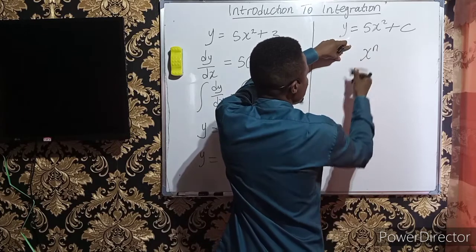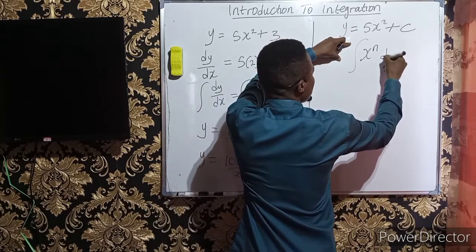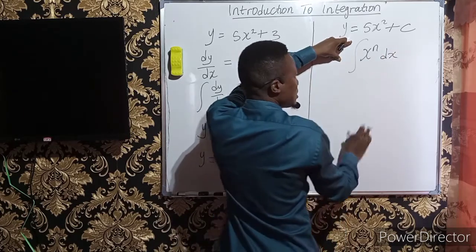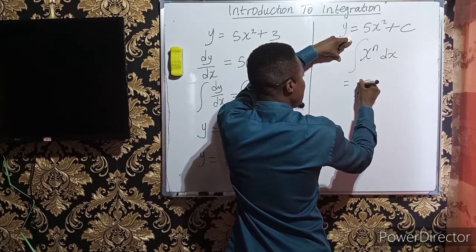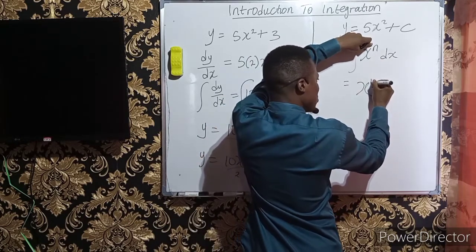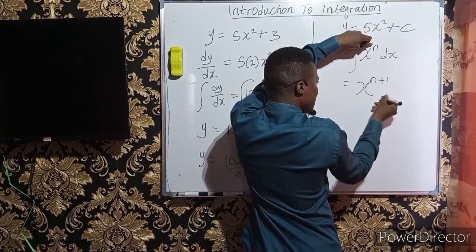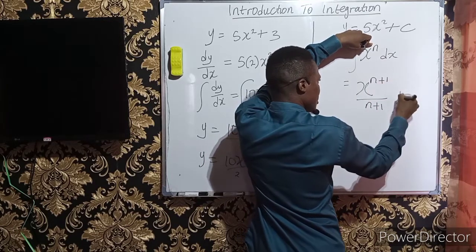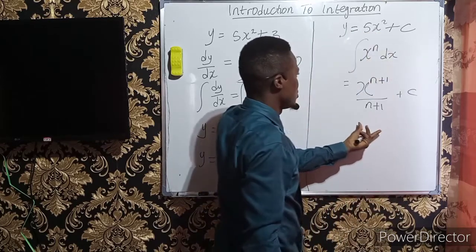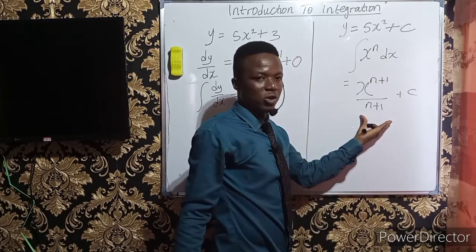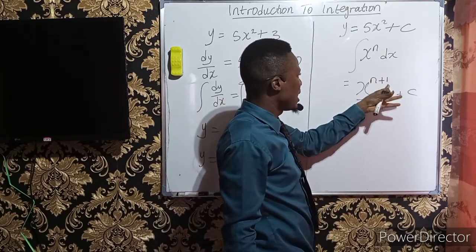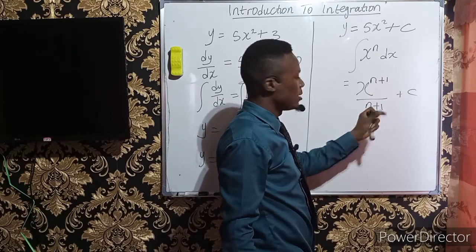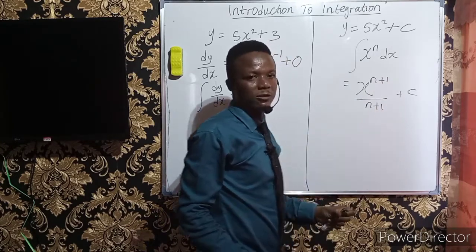The rule will tell you that the integral of this function with respect to x is the same thing as x to the power n, add 1 to it, bring whatever you are having there to the numerator, n plus 1, then you add the constant of integration. That is how you integrate a function. Whatever you're having as the power, add 1 to it. Bring it down, finish. Then you add the constant of integration.